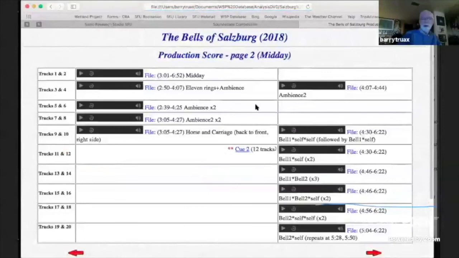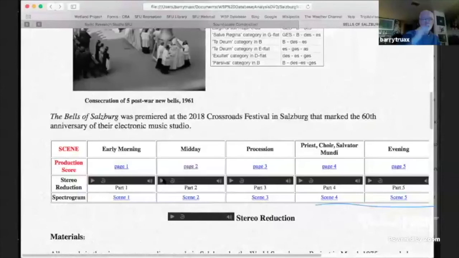So again, you can briefly see here that in this section we are just simply having various convolved parts. The star indicates convolution here, and multiple repetitions of that. So we're not going to try to figure that out right now. I'm just going to play you a section leading up to the midday peal of the bells.